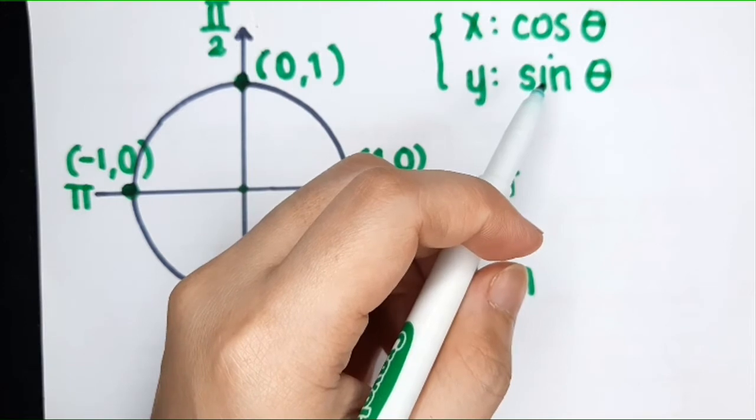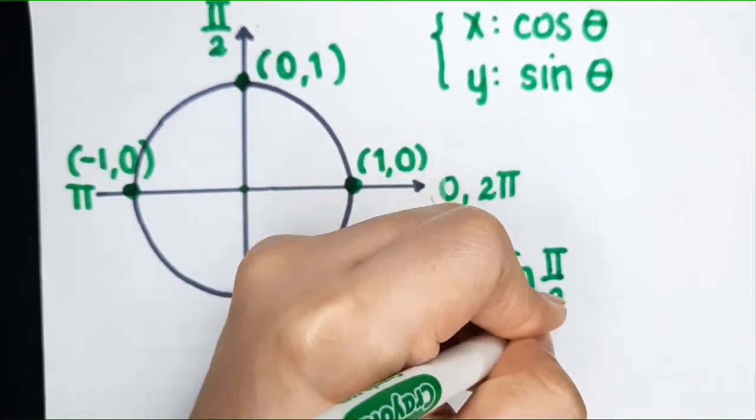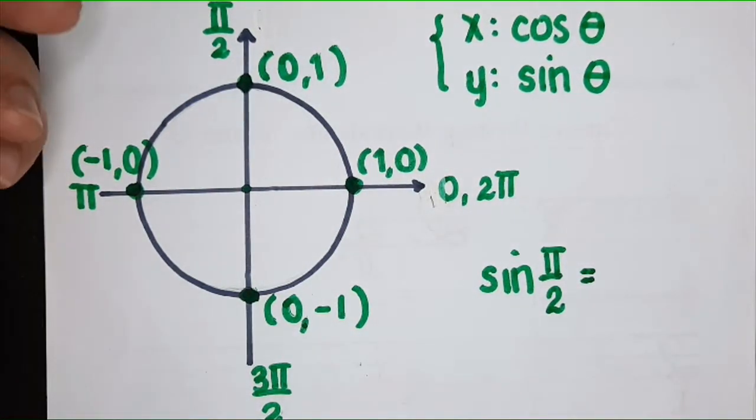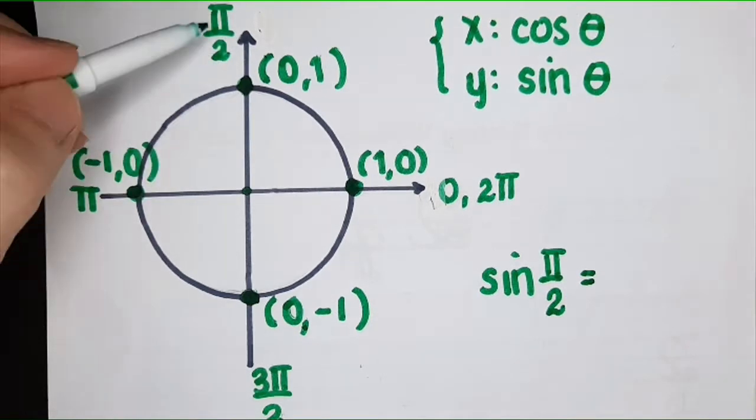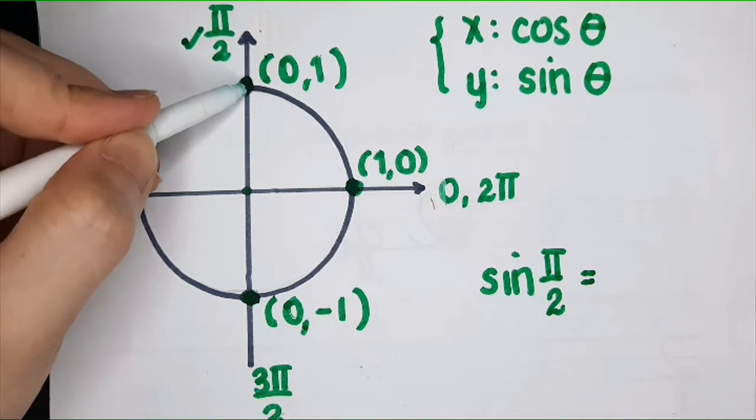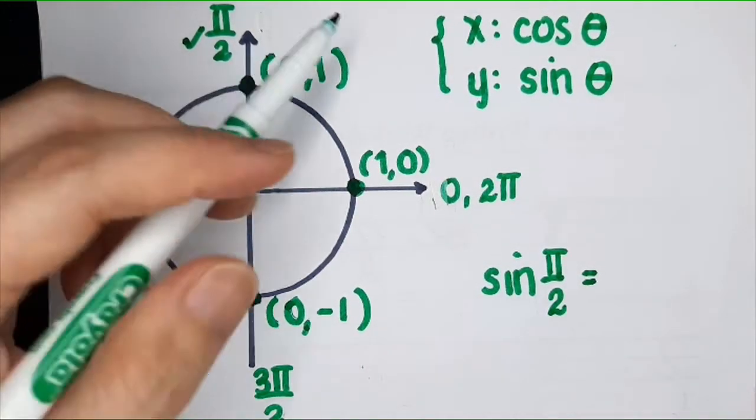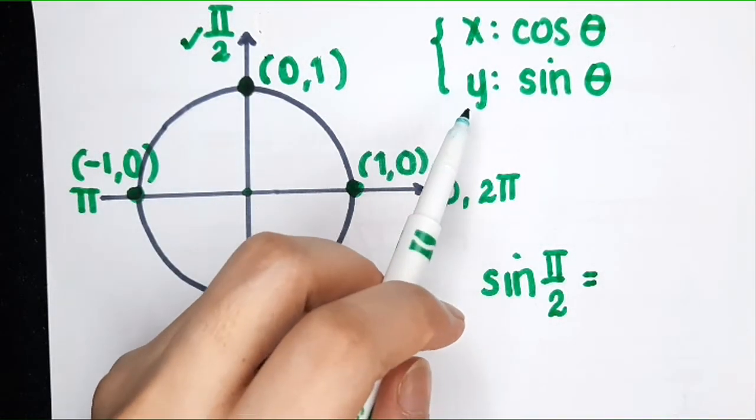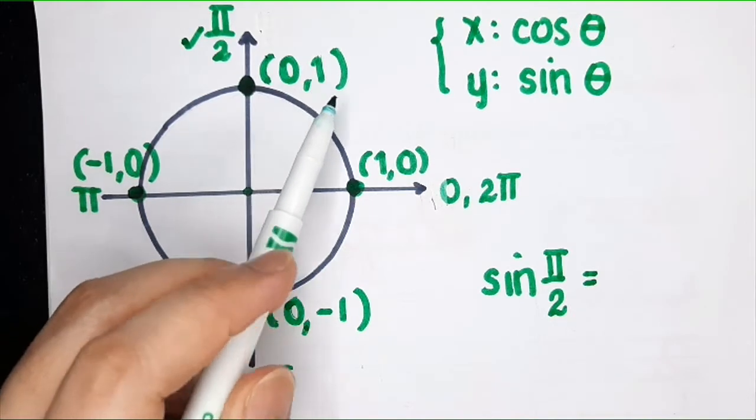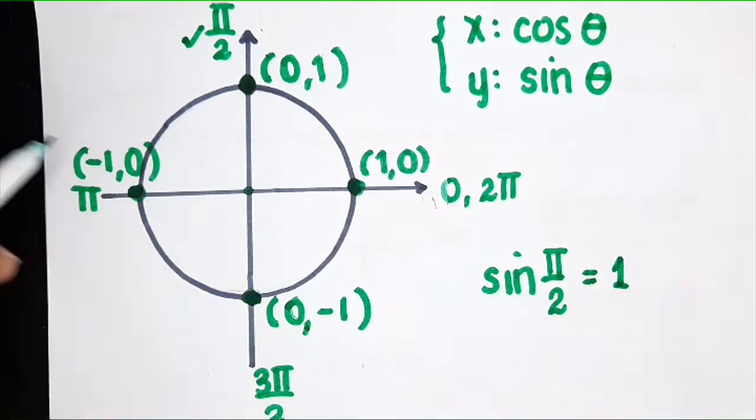So, ano bang ibig sabihin ito? For example, I'm going to look for sine of pi over 2. What is the value? So, hahanapin ko lang dito ang pi over 2. So, ito yon, di ba? Yan yon. And then, I'm going to consider this point, 0, 1. And I know that yung sine, yun yung y coordinate. Sino yung y coordinate dito? 1. So, the value of sine of pi over 2 is equal to 1.